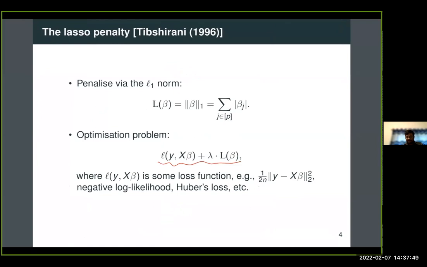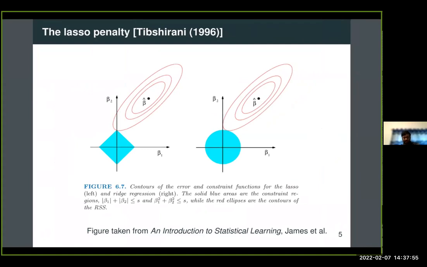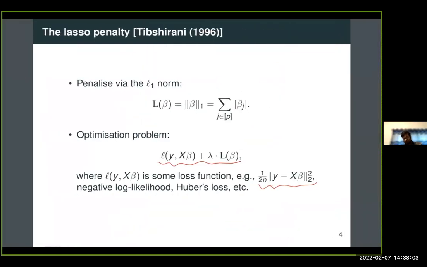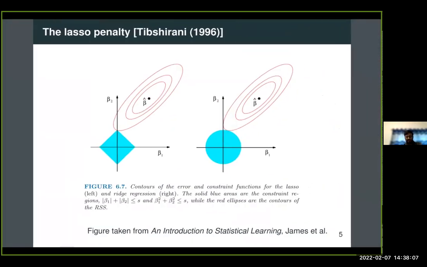Let's focus on the regression problem. You have this loss function. The contours of this loss function are some ellipsoids, and the beta hat is the least square solution. And so here you want the solutions to be sparse. So this picture sort of explains why L1 penalty induces sparsity.